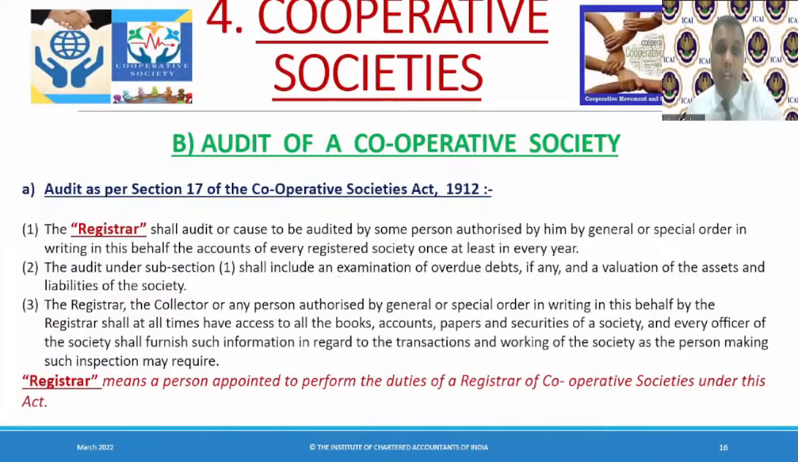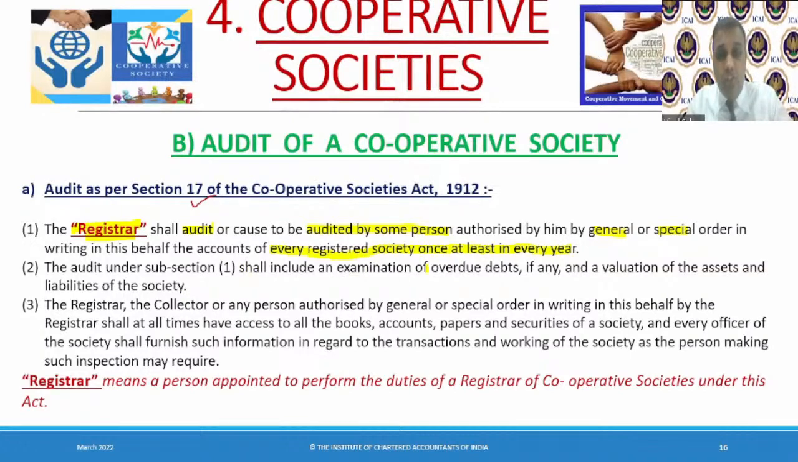So audit of a cooperative society is conducted as per Section 17 of the Cooperative Societies Act. The registrar of cooperative societies, we have heard about registrar of firms for partnership firms, registrar of companies for the companies and the LLPs, and then registrar of cooperative societies. So the registrar shall either himself audit or cause to be audited by some other person, by passing a general or a special order in writing, the accounts of every registered society at least once in every year.